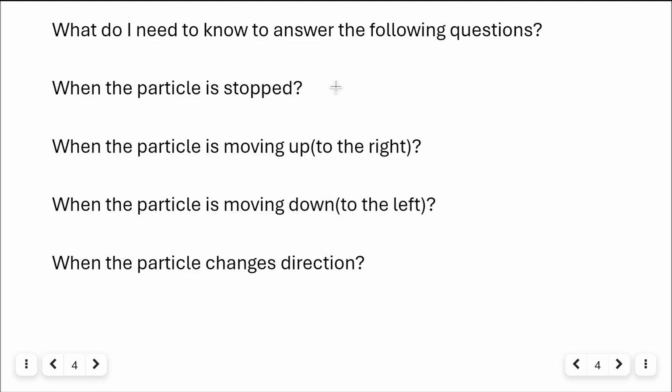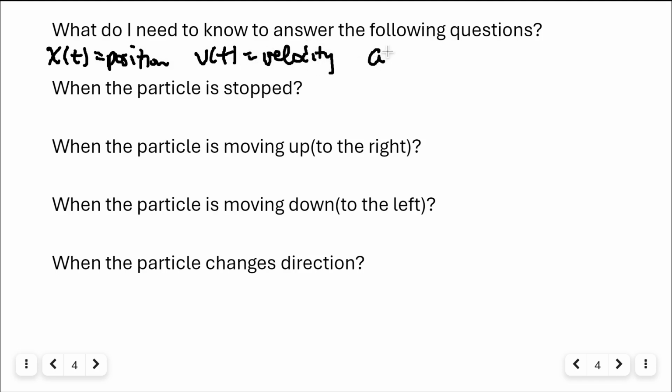All right. Now, let's talk about what we would need to know to answer some of these questions. So we have 3 functions that we can work with. We can work with x of t, which is the position function. We can work with v of t, which is the velocity function. And a of t, which is the acceleration function. So if I wanted to know when the particle is stopped, so again, this is all stuff you should have learned last year in physics, to figure out when the particle is stopped, I would need to know when the velocity function is equal to 0. When is the velocity equal to 0? When am I not moving?